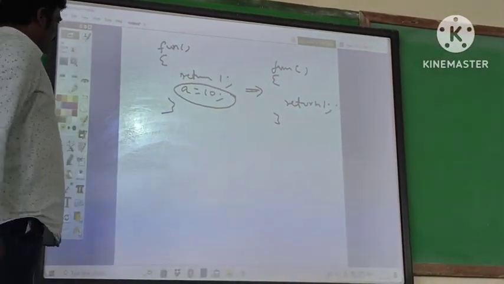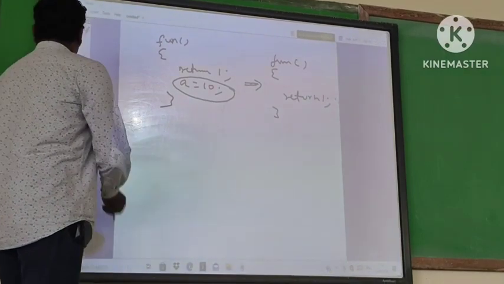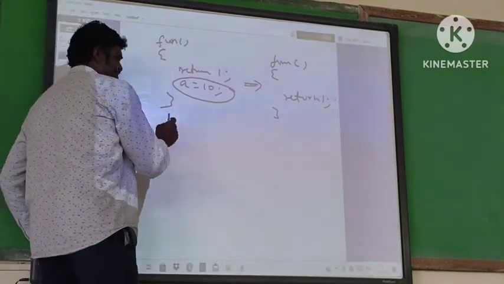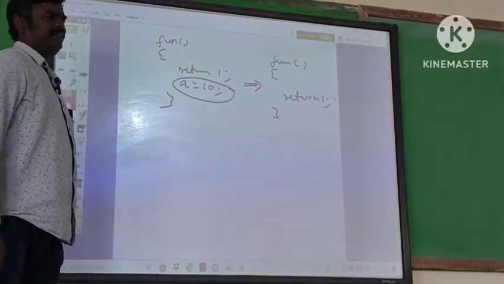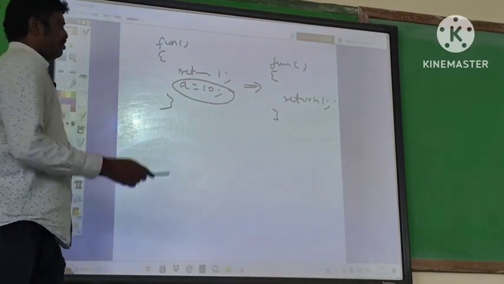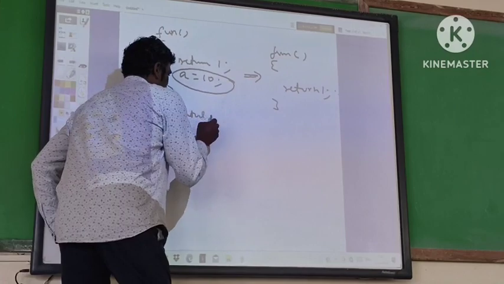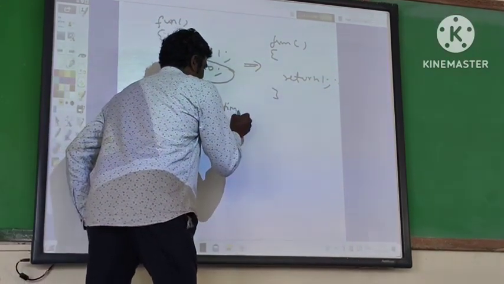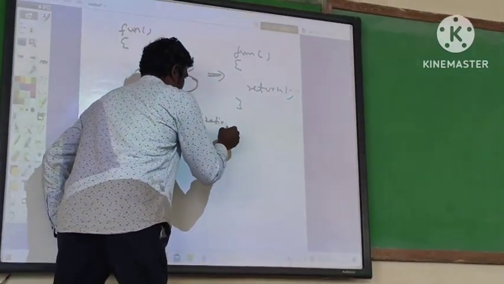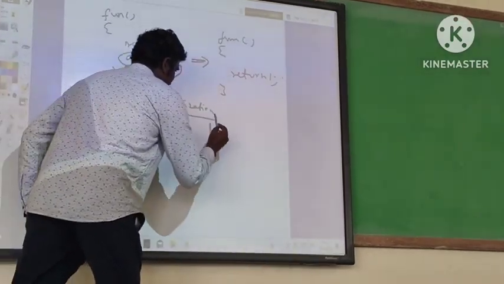Now the third one is called flow control optimization, isn't it? What is the third title? Flow control optimization. So what is flow control optimization?